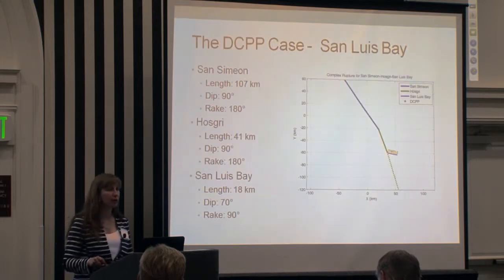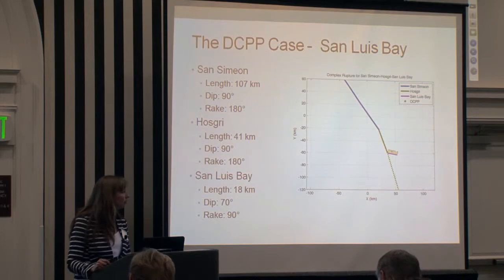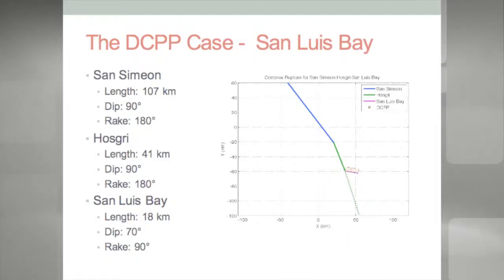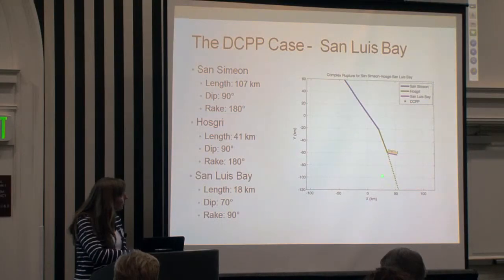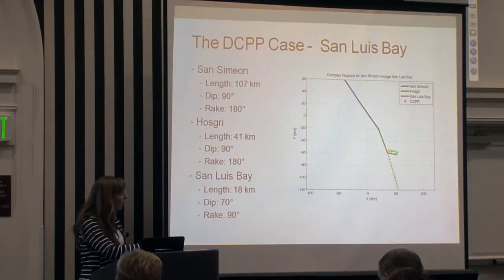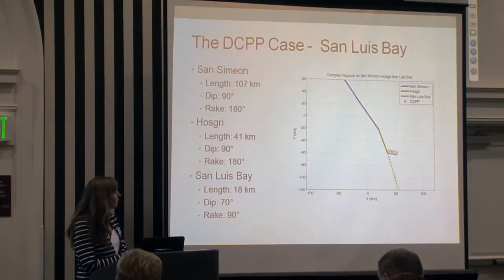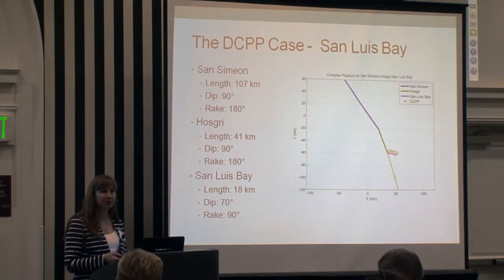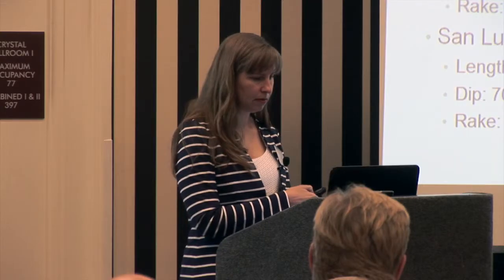Okay, so let's go to Diablo Canyon. We're going to look at 3 different faults: the San Simeon, the Hosgri, and then the San Luis Bay. So here we have a strike slip San Simeon, a strike slip Hosgri, and then we have a reverse San Luis Bay here. The Hosgri actually continues down here, but as we went over on Monday, because this is a complex and not a splay fault, the Hosgri is not going to rupture through here. It's going to come down and go onto the San Luis Bay. San Luis Bay here is being modeled as a dip of 70 degrees and it's a reverse fault.